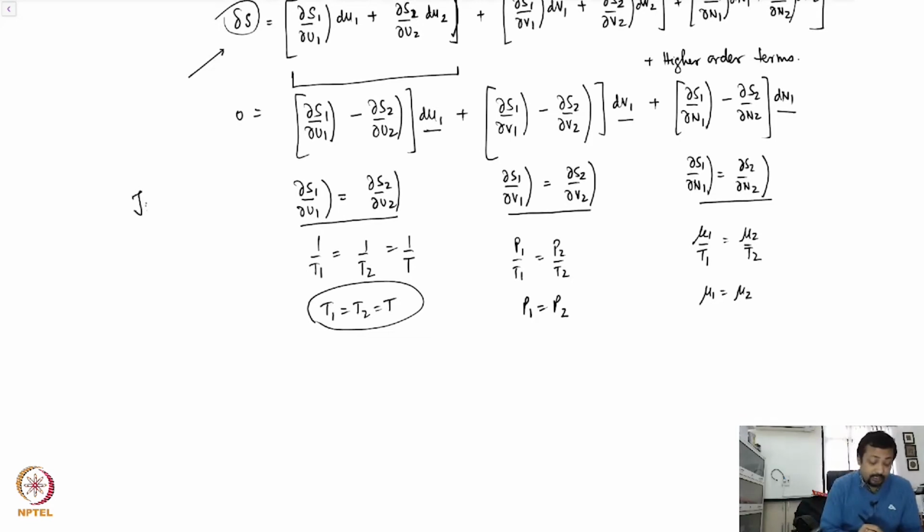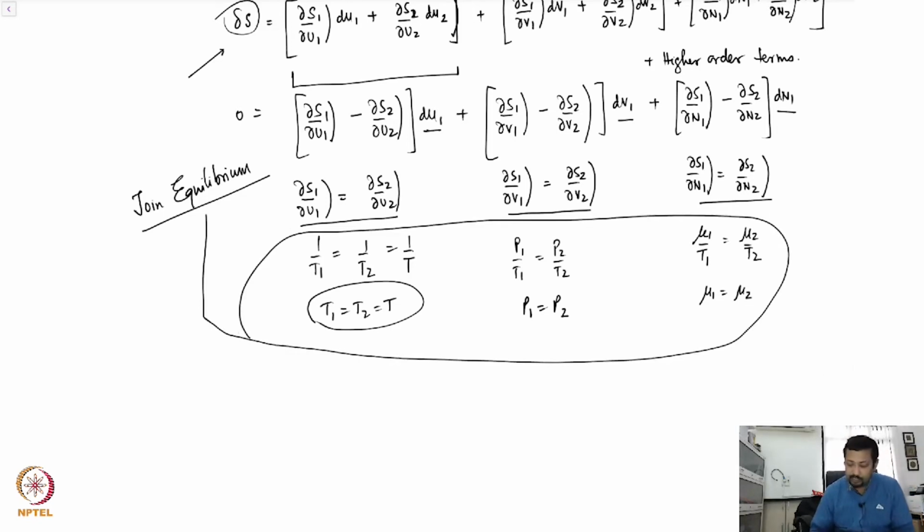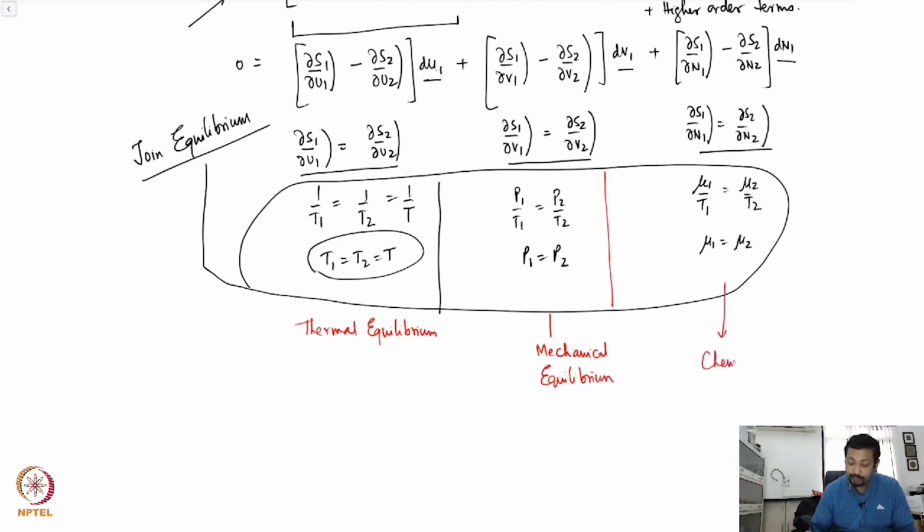Therefore, you see, a joint equilibrium. What does a joint equilibrium mean? A joint equilibrium essentially has these three conditions. This is for a hydrostatic system you are looking at. This condition is what is called a thermal equilibrium. This condition is what is called a mechanical equilibrium. And this is what is called a chemical equilibrium.